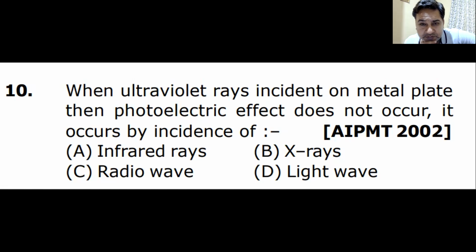Ultraviolet has the smallest wavelength, but ultraviolet rays are not going to give you the photoelectric effect. So you need a wavelength which is less than the ultraviolet. Infrared is definitely not this. It goes out of the question. The only options remaining are radio waves and X-rays. Now you have to understand which has more frequency and less wavelength, and the answer is X-rays.